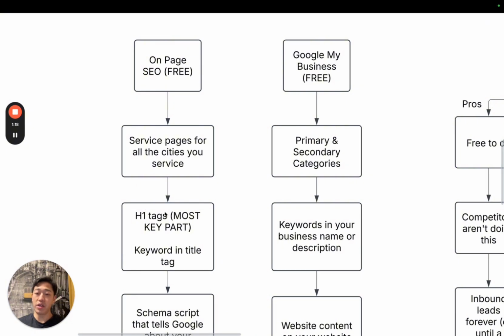And number two is the H1 tags. This is the most important part in terms of SEO for your pages. If your website doesn't have any service pages or doesn't say what city you're currently servicing, so for example, roofing in Houston, Texas, or pool building in Houston, Texas, or HVAC installation in Houston, Texas, you need to have that as your H1 tag so that you can rank for those keywords, because Google puts a priority on these H1 tags over everything else.